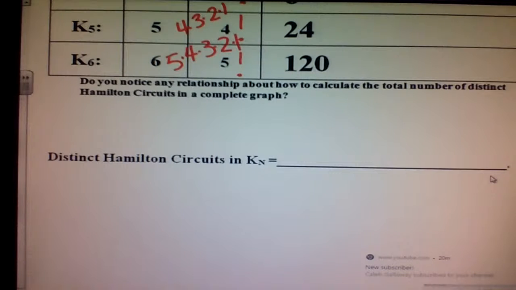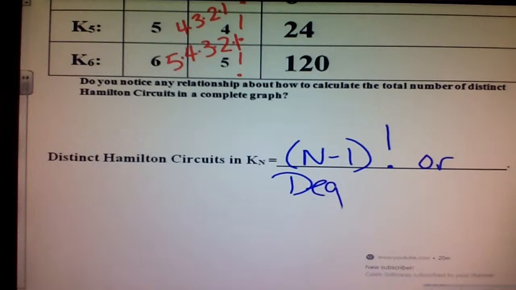So, distinct Hamilton circuits in K sub n: it's (n minus 1) factorial, or the degree of your vertex factorial.